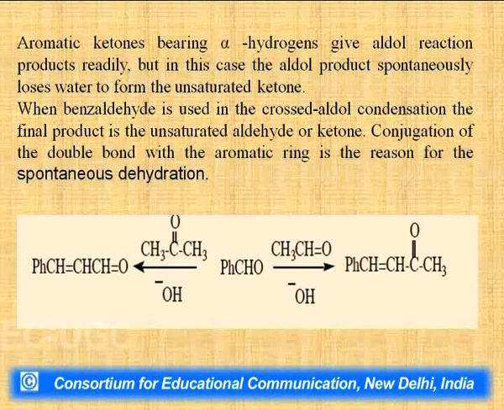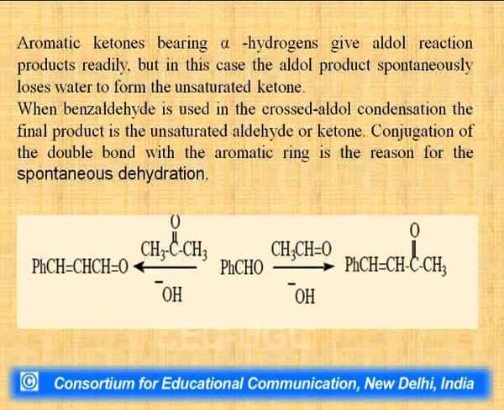The base will abstract the proton, then formation of carbanion. The carbanion will attack the other molecule and we will get the intermediate. That intermediate will gain a proton and will give the beta hydroxyaldehyde. Aromatic ketones bearing alpha hydrogen give aldol reaction product readily, but in this case the aldol product spontaneously loses water to form the unsaturated ketone.